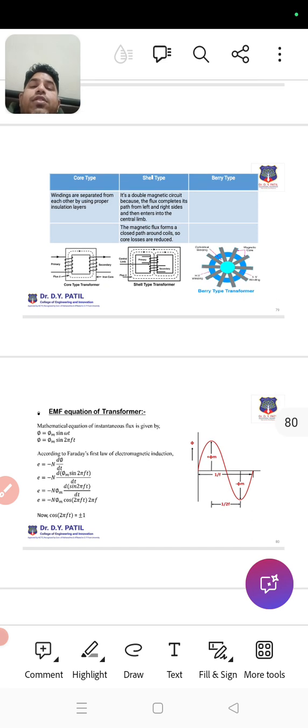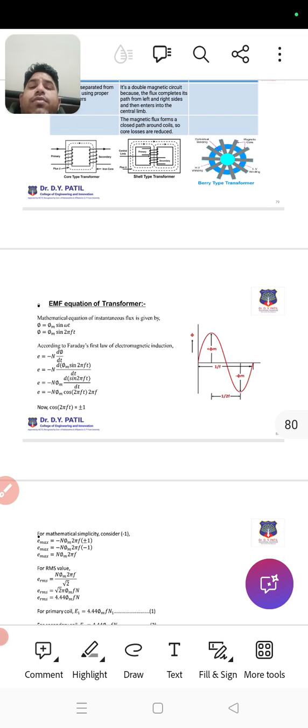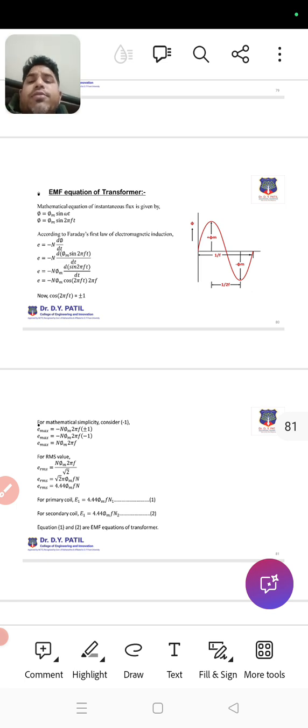As per Faraday's first law of electromagnetic concept, when a supply is given to any coil, the magnetic flux is generated by itself. The first concept is electromagnetism, the second is Faraday's law or mutual induction. Just two concepts are used in the transformer. The EMF equation as per Faraday's law is E equals minus N d phi upon dt. With phi equal to phi m sin 2 pi f t, differentiating we get N phi cos 2 pi f t, and at the end we get E equals 4.44 phi f N.